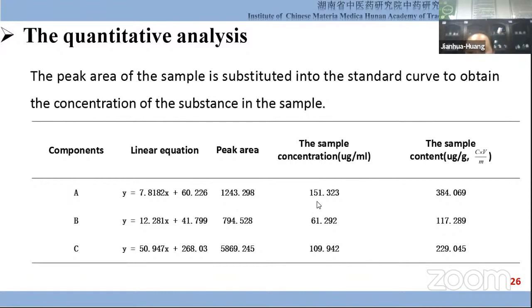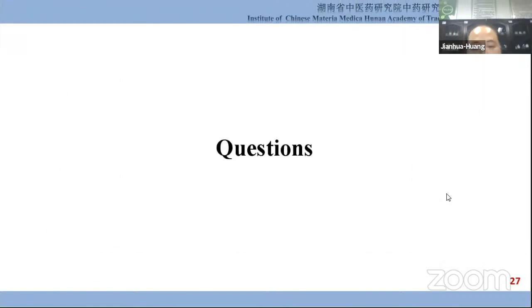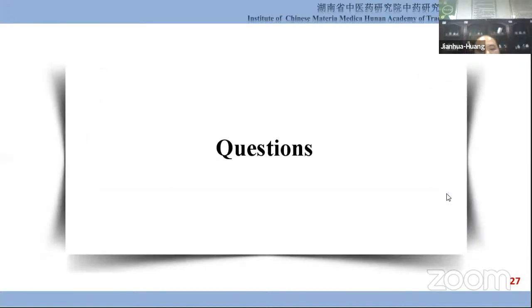Okay. And after that, we also can calculate the concentration according to the weight of the sample you have weighed. So this is the quantitative analysis of a sample by using HPLC. Also, there are another questions for you.